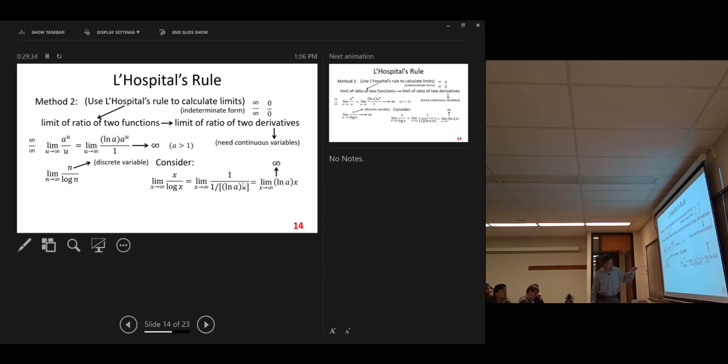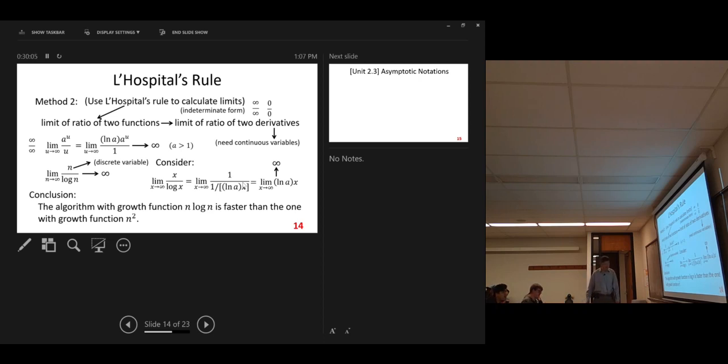After this proof, we can show this growth function grows faster than this growth function. Or in other words, the algorithm with this growth function is faster than the algorithm with this growth function. All right, so our conclusion. Now we can say that the algorithm with growth function n log n is faster than the one with growth function n squared.